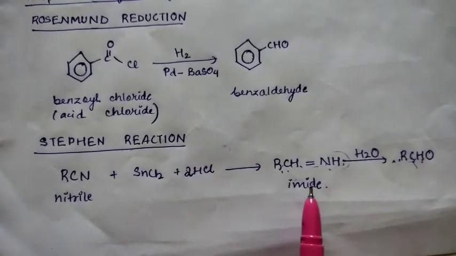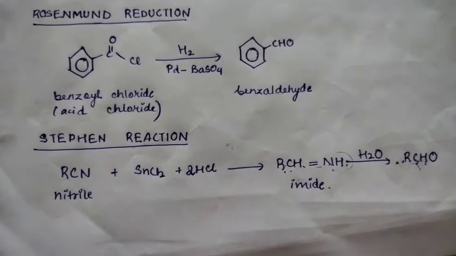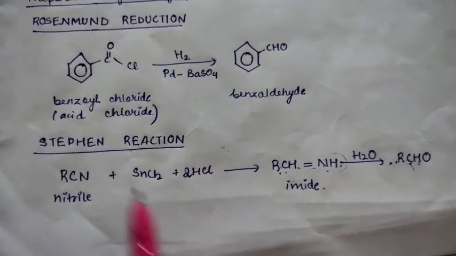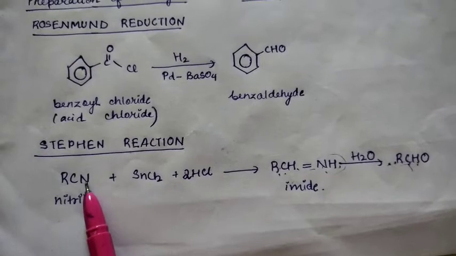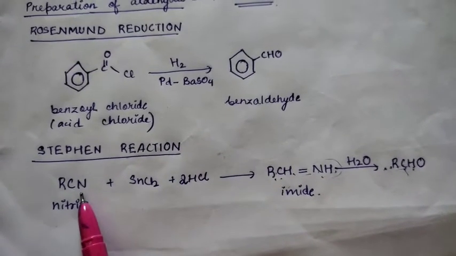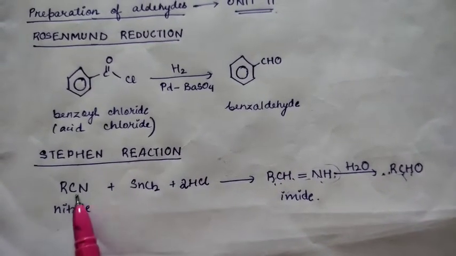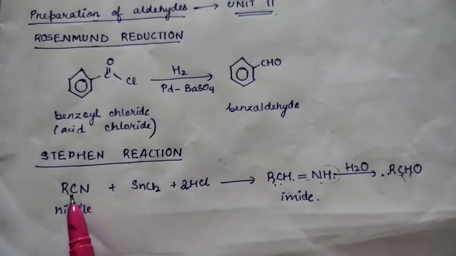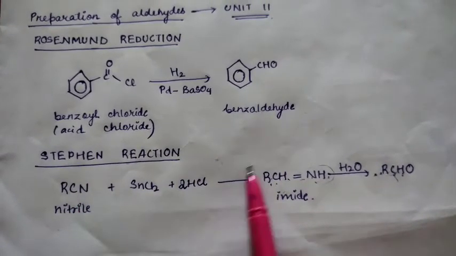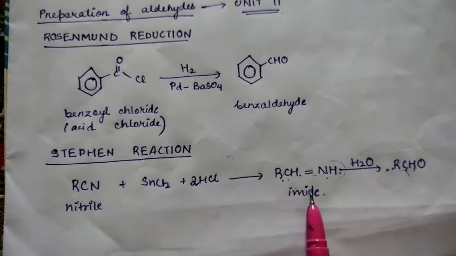What you will get? An imide. So one hydrogen will be bonded with carbon, another hydrogen will be bonded with nitrogen. So one bond has gone. Now only two bonds are left between carbon and nitrogen. So this is the imide structure.